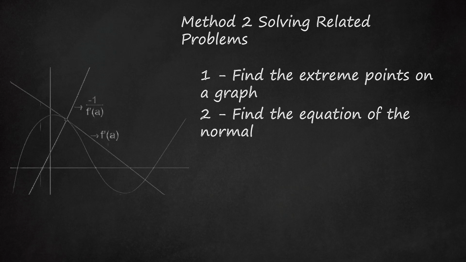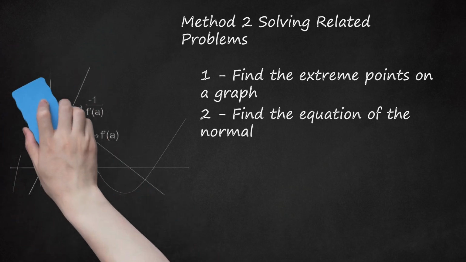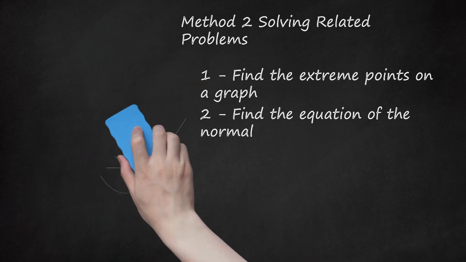Find f'(x), the slope of the tangent line. If the point is at x = a, find f'(a) to find the slope of the tangent at that point. Calculate -1/f'(a) to find the slope of the normal. Write the normal equation in point-slope form.